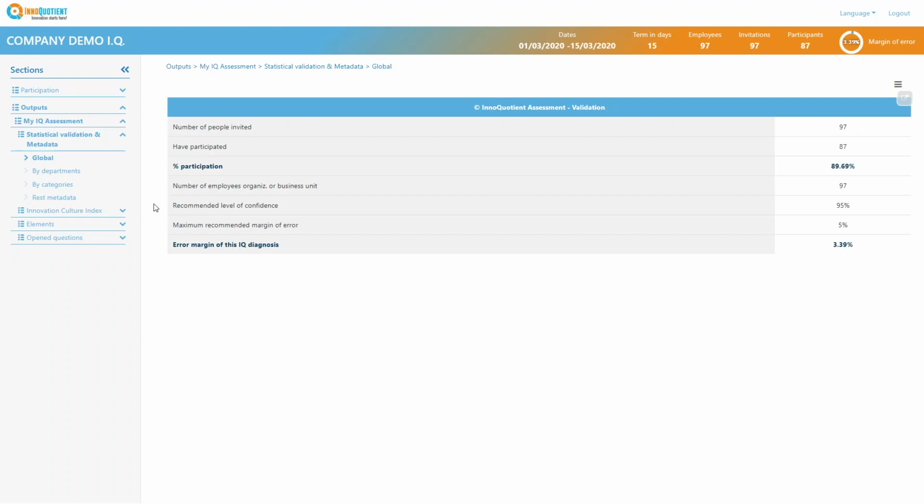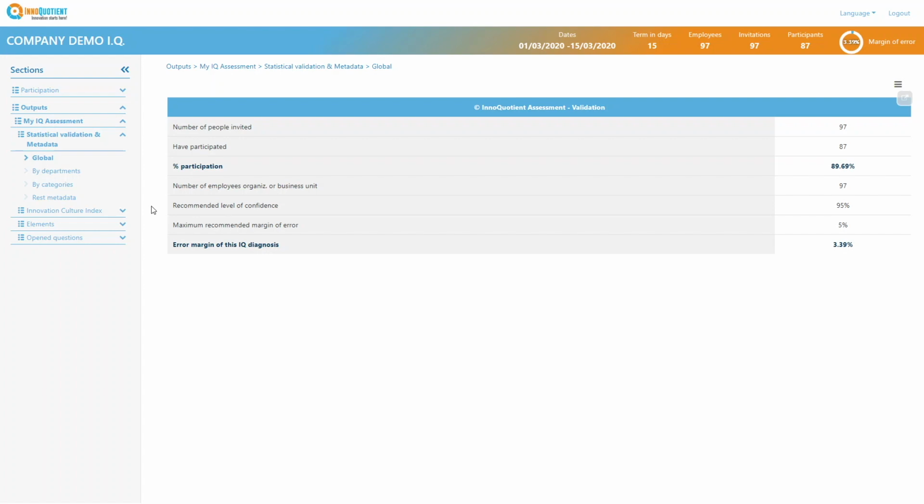In this video, we will show you the section of statistical validation and metadata in results. We will know here the composition of the metadata sample and the statistical validity achieved. InnoQuestion recommendation is that your margin of error doesn't exceed 5%. In this way, your results will be extrapolated to the whole organization.